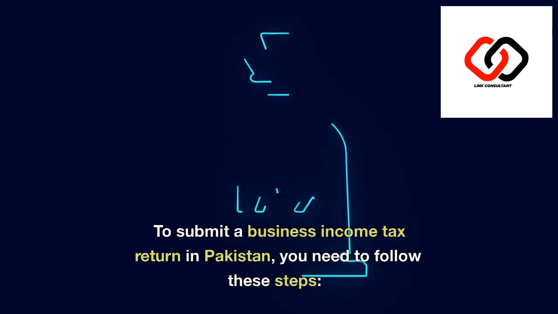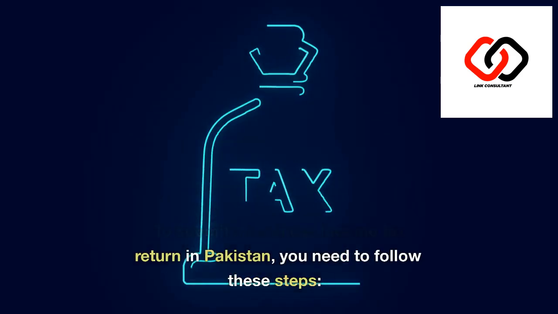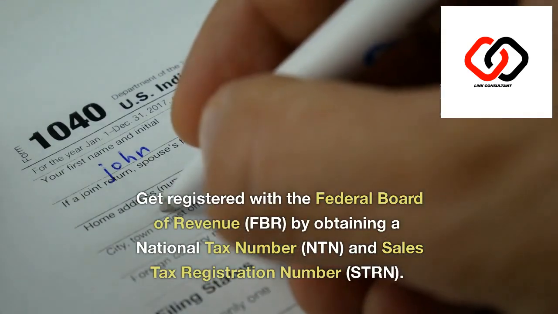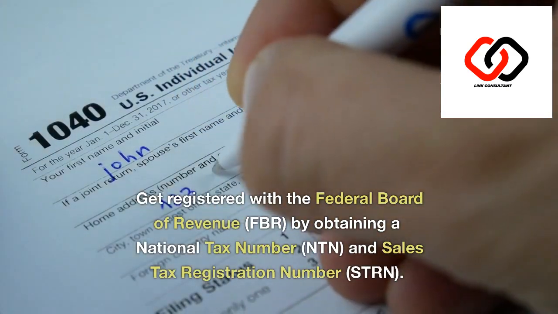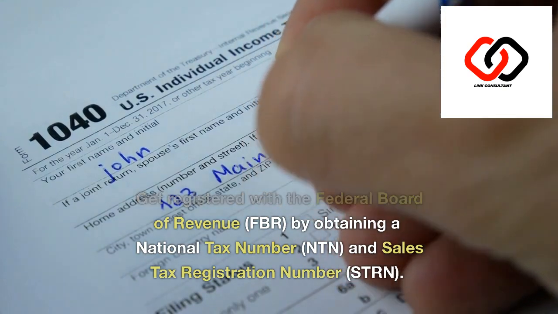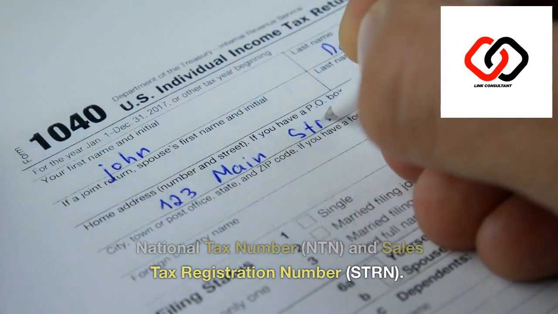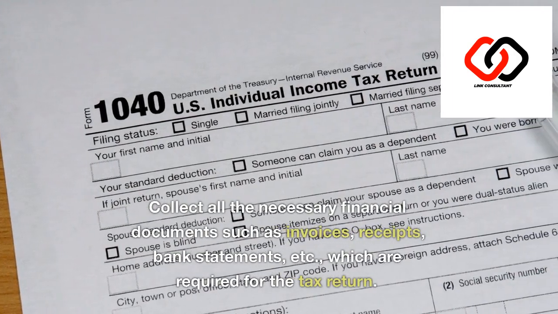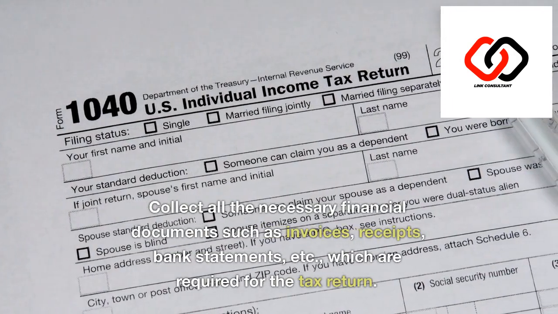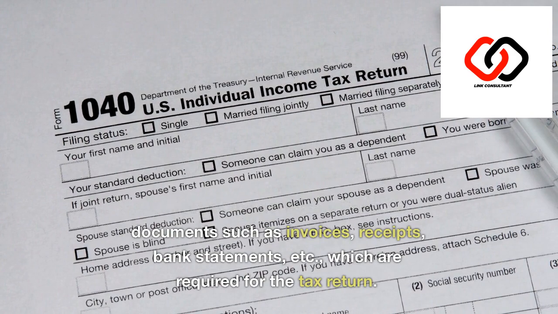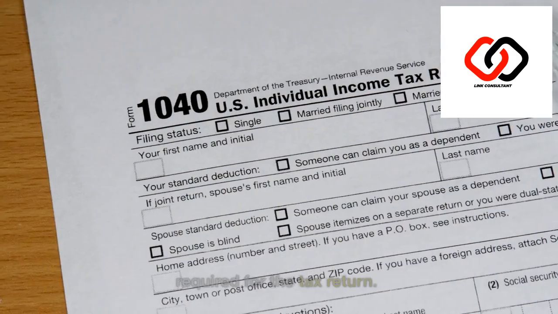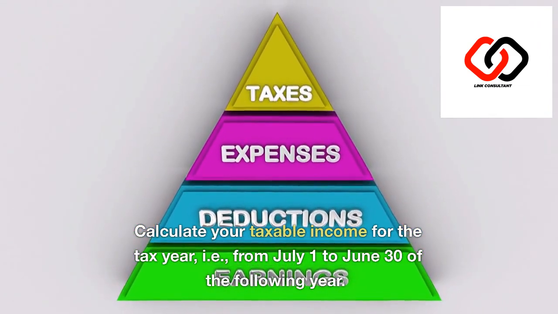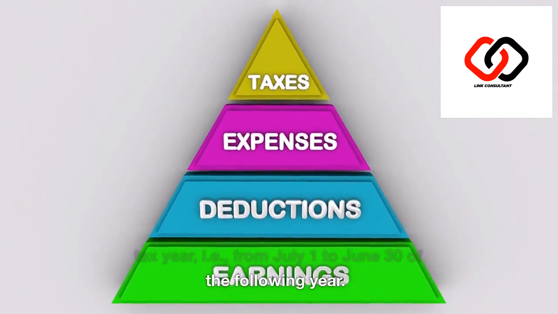To submit a business income tax return in Pakistan, you need to follow these steps. Get registered with the Federal Board of Revenue, FBR, by obtaining a National Tax Number, NTN, and Sales Tax Registration Number, STRN. Collect all the necessary financial documents such as invoices, receipts, bank statements, etc., which are required for the tax return. Calculate your taxable income for the tax year, i.e., from July 1st to June 30th of the following year.